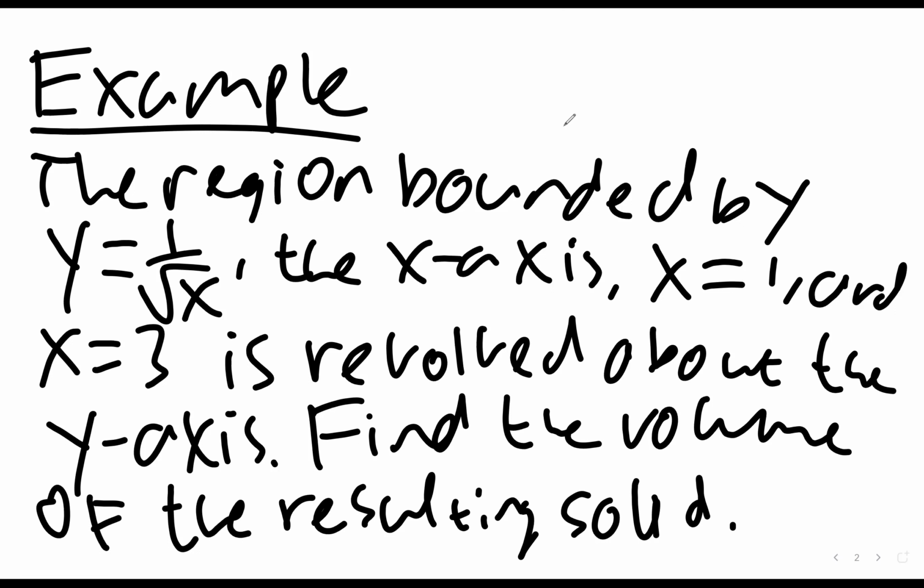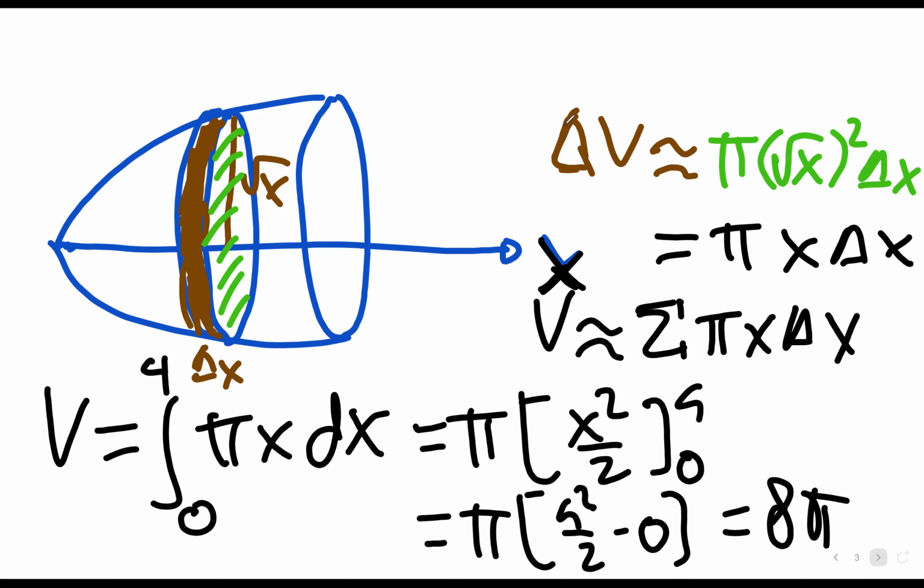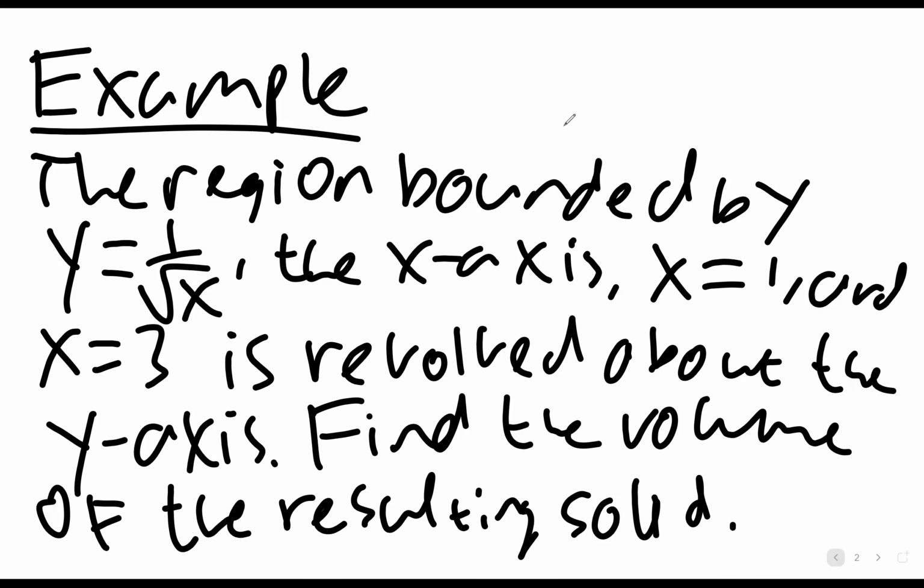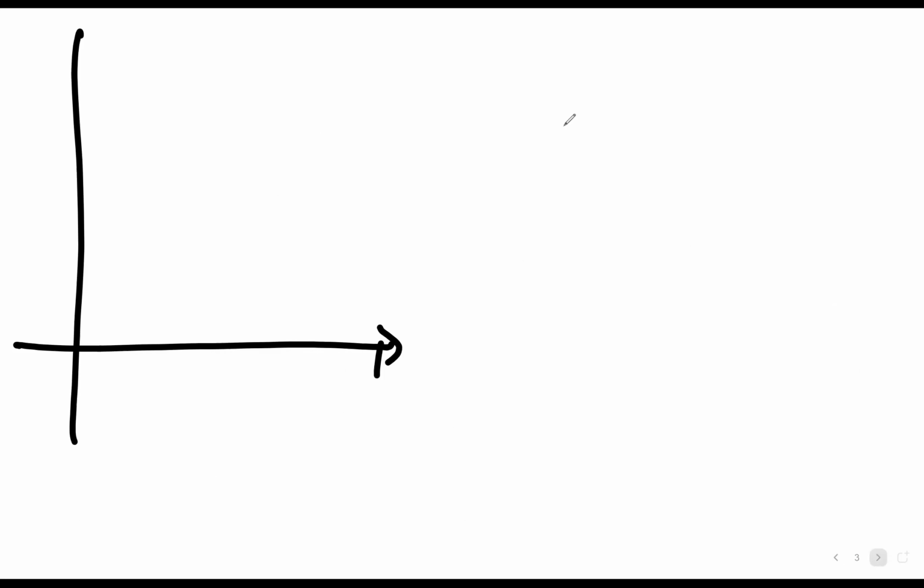So in this case, first, just like before, we have to sketch the region. y equals 1 over square root of x, where x is from 1 until 3. Let's say here, and this is the curve.